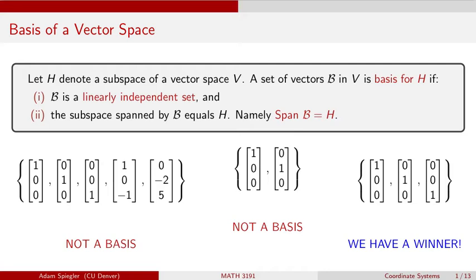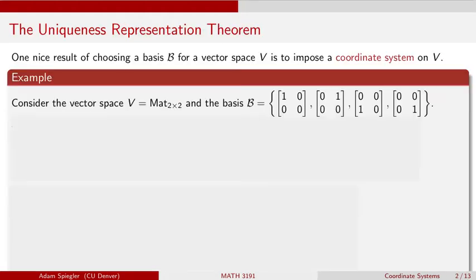Okay, so now that we've refreshed our memories for what the definition of a basis is, and we've looked at an example here, let's take a look at why bases may be particularly useful. The first nice result that we'll see for choosing a basis B on some vector space V is that it imposes a coordinate system on that vector space. So let's consider the vector space V of all 2 by 2 matrices with the usual operations. Then we've seen that this set of 4 matrices forms a basis for this vector space.